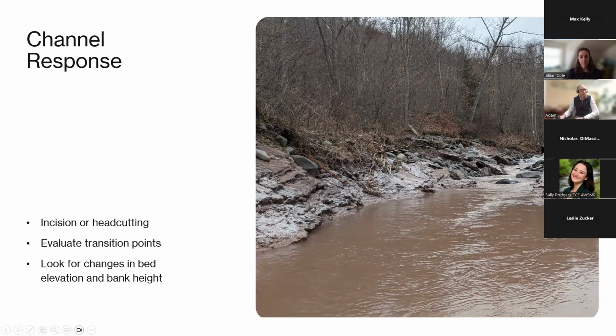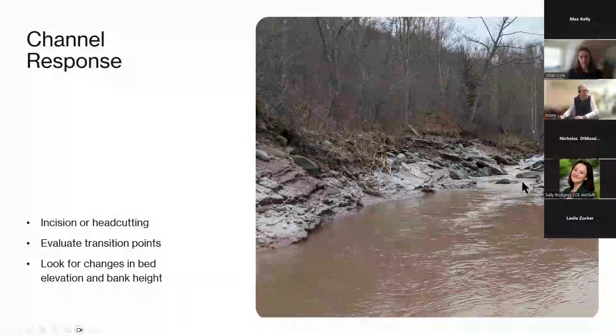If you look upstream, you can see the bank height gradually increases as you come downstream. This is another example where the stream had incised into these glacial legacy sediments and then arrested at this boulder structure up here, which is a natural boulder step. So you're looking at changes in potential bank height or adjustments to the stream bed.